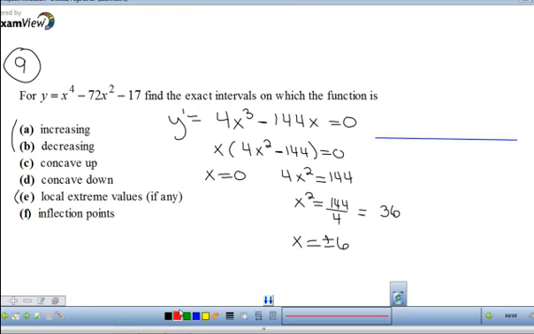Now we're going to do our check. So we're going to check at negative 6, 0, and positive 6. Those are my critical points. To the left of negative 6, I'm going to check negative 7. And remember, I'm checking my first derivative.